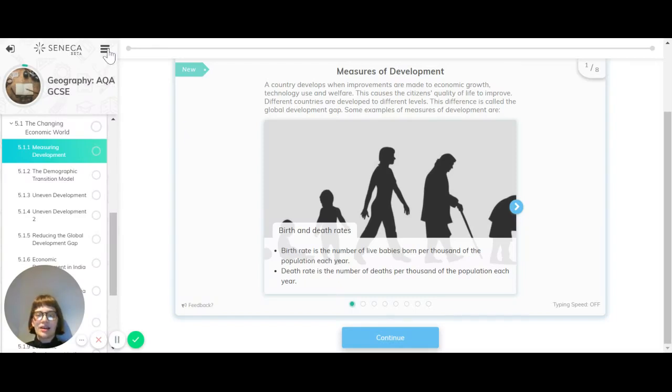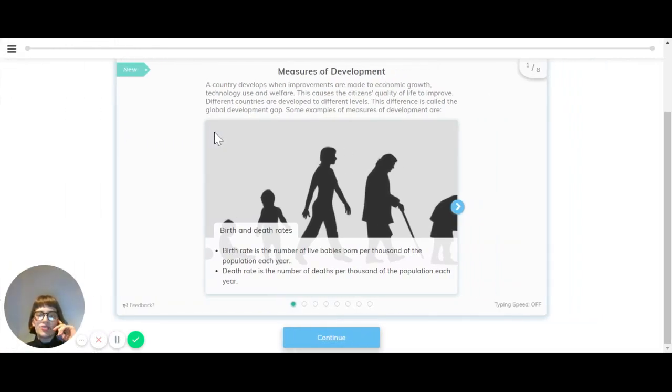Hi there, let's take a look at measures of development. A country develops when improvements are made to the economic growth, technology use and welfare. This causes the citizens' quality of life to improve. Different countries are developed at different levels. The difference is called the global development gap.